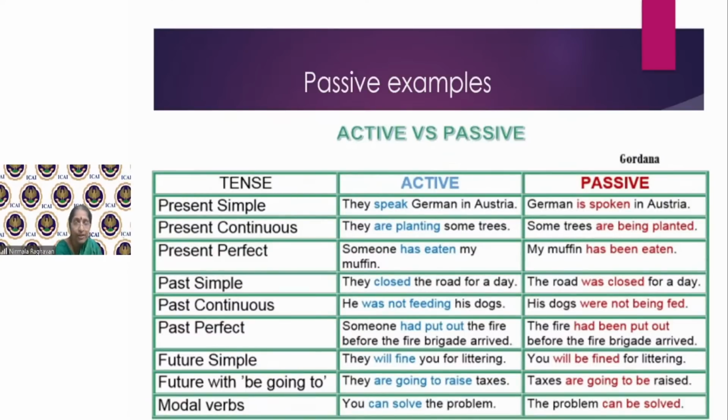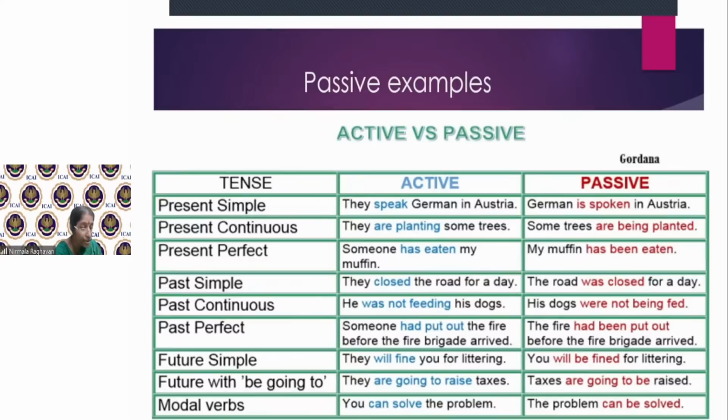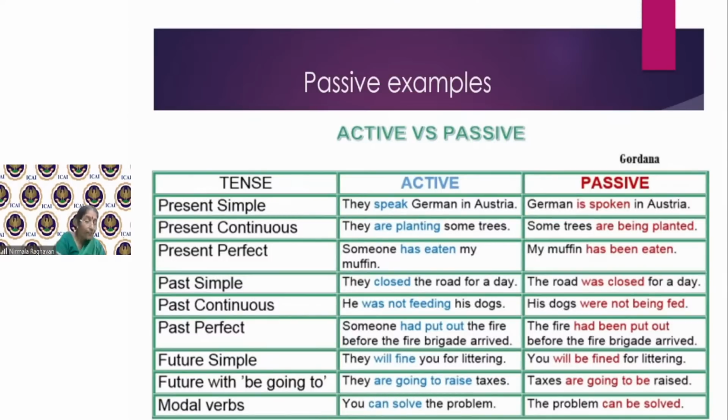I'm now showing you in my slide samples of tenses, the different tenses, and active and passive examples. Okay, now I'll read it out for those of you who say it's not clear. So I have one column with the tenses, another column with active voice, another column with passive voice. Present simple. They speak German in Austria. This is active. Passive: German is spoken in Austria.